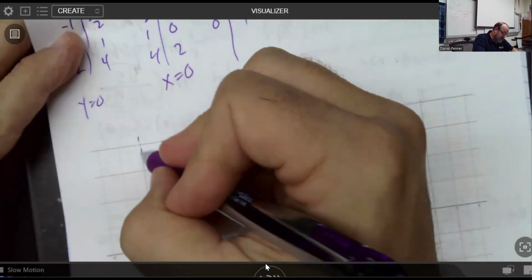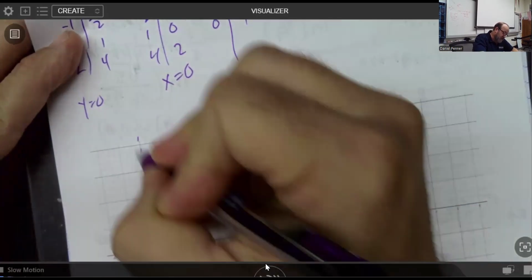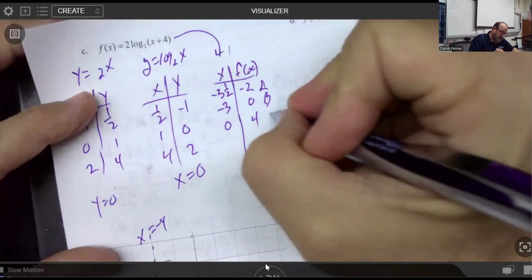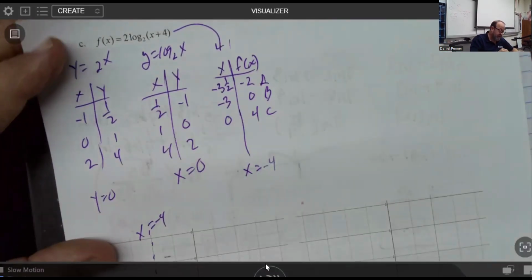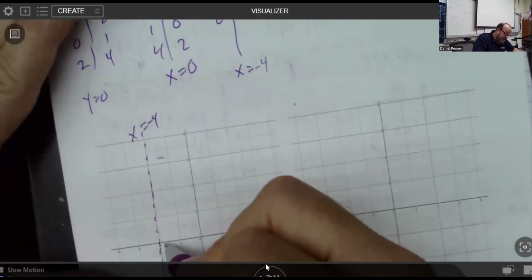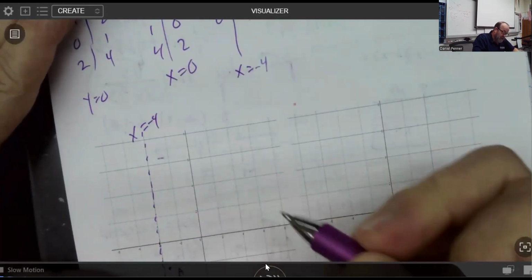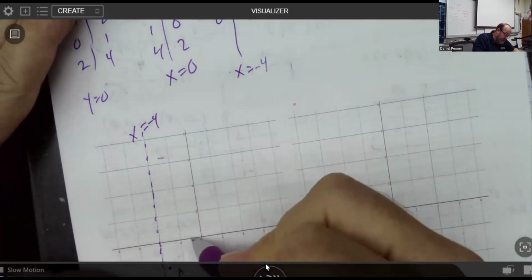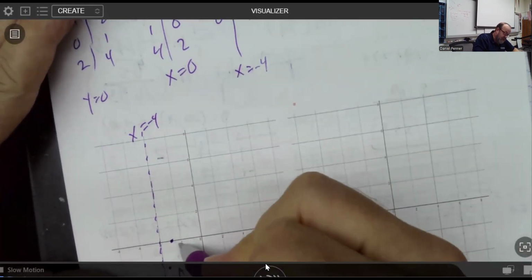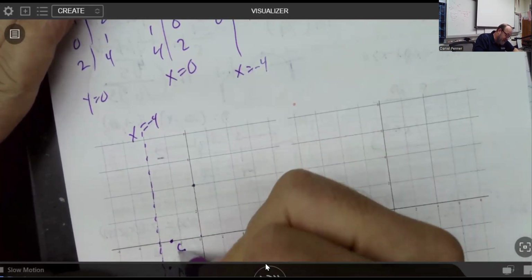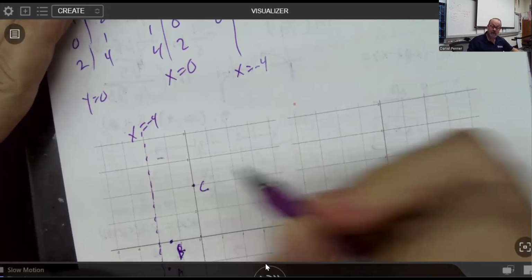So I have a nice little asymptote at x equals -4. I always label those nicely. A, B, C. At -3.5, about here, I'm going to go down 2. At -3, I'm going to be at 0. And at 0, I'm going to have 4. There is, oops, that's B, and this is C.